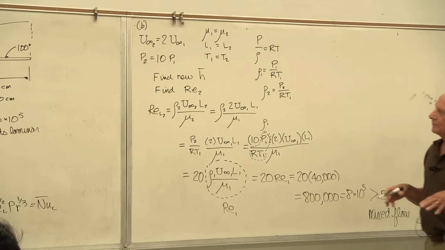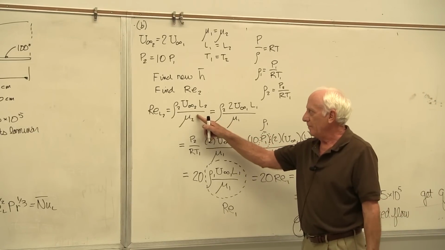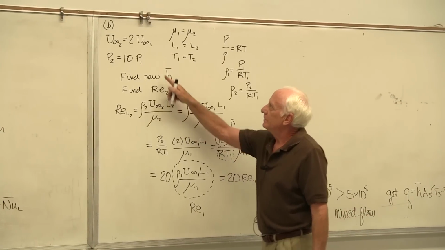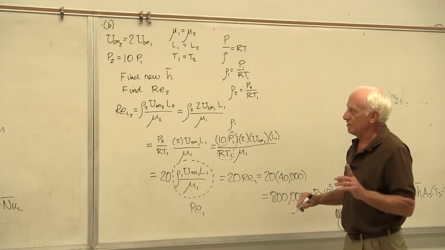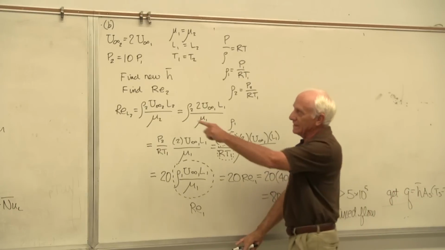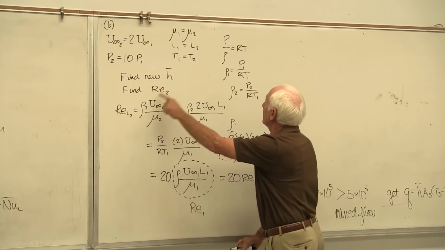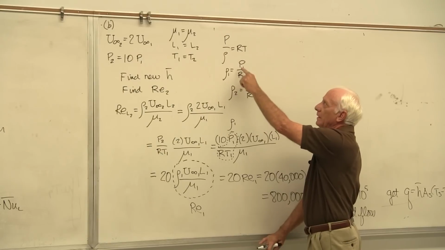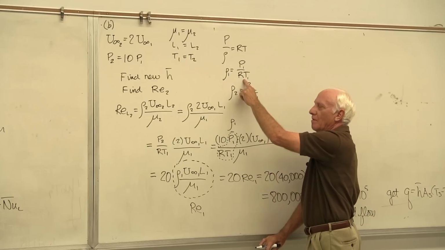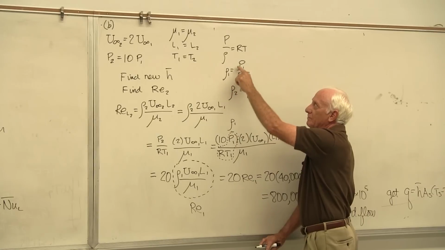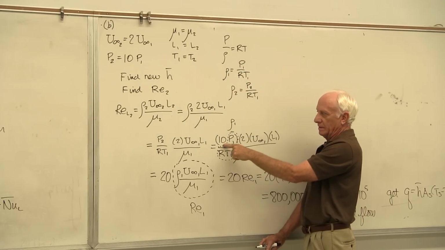How do you get the new Reynolds number? You write out the Reynolds number there. You do what he says. Double the velocity, increase the pressure by 10. When you increase the pressure by 10, write down the ideal gas equation of state. There it is. Did the pressure go up? Yeah, 10 times. Did the temperature go up? No, it stayed constant. So the density now, if the pressure goes up by 10, the density goes up by 10. There it is right there, 10.